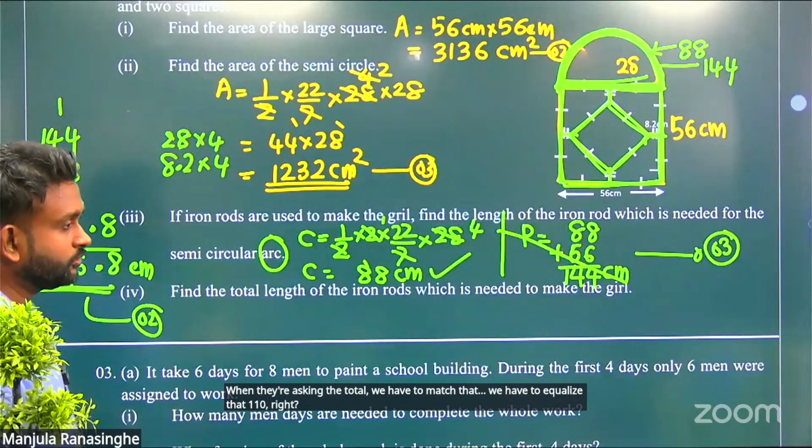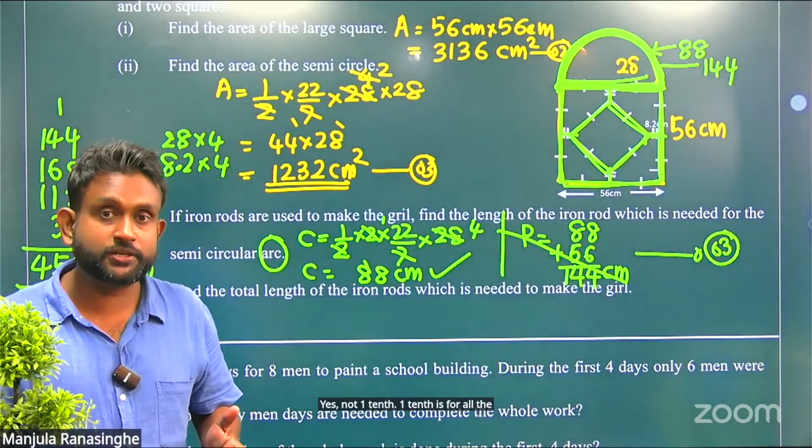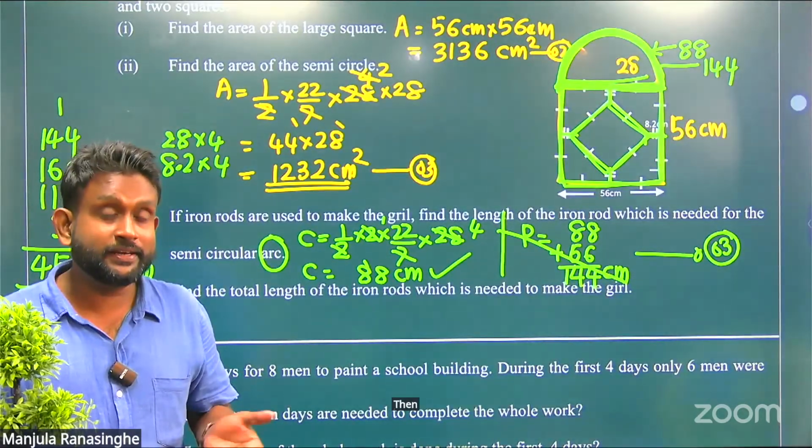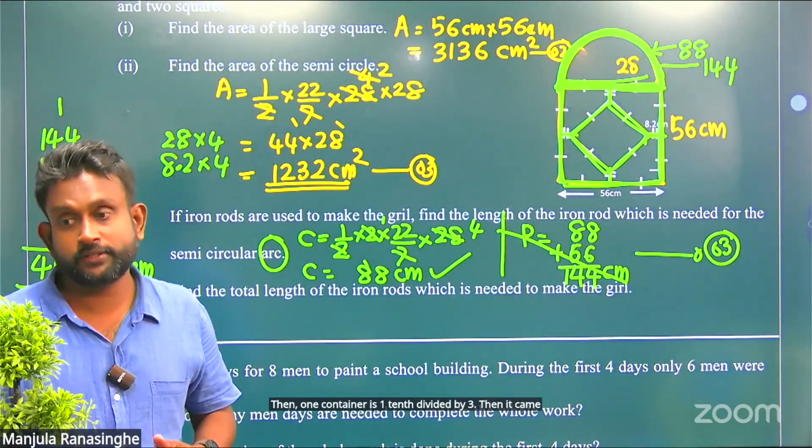Sir, in the fraction question, the fourth one, they are saying the volume of the water in one container is 25. So one container already they have given, means when they ask the total, we have to equalize that 1/10, right? Yes. Why not 1/10? 1/10 is for all the three containers' allocation. Then one container is 1/10 divided by 3. Then it comes as 1/30th.